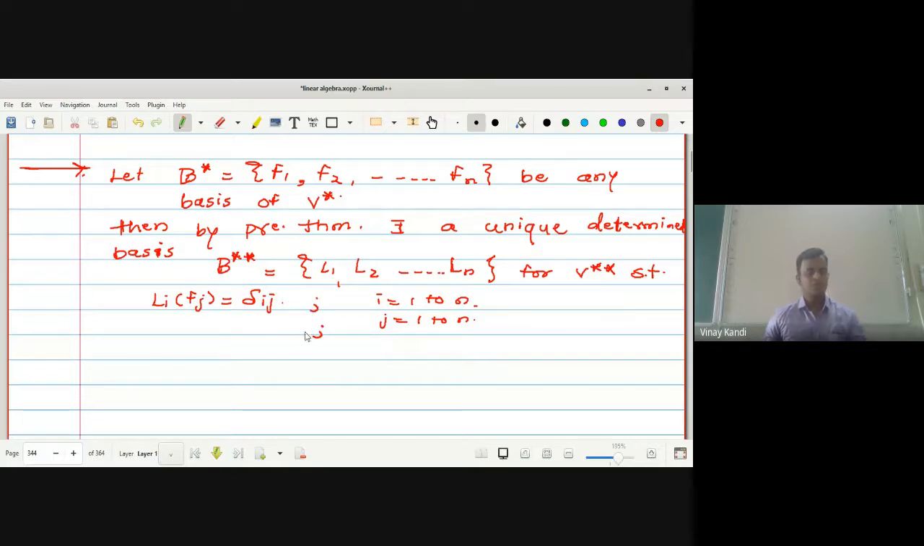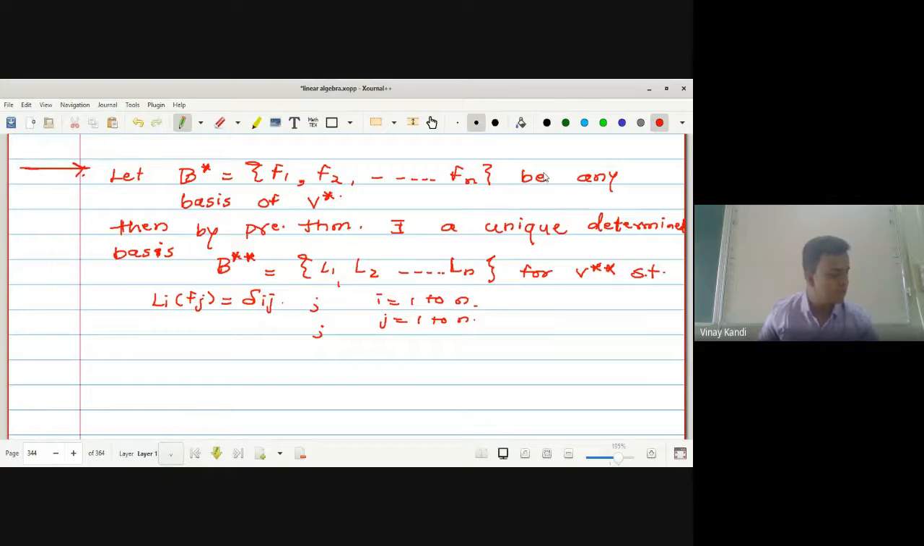Just a minute, what did the theorem say? The theorem says that V is a finite dimensional vector space over the field F, and B is equal to alpha 1, alpha 2 up to alpha n. After the dual space there is one theorem, and after that another theorem. Let V be a finite dimensional vector space over the field F, and B equal to alpha 1, alpha 2 up to alpha n.